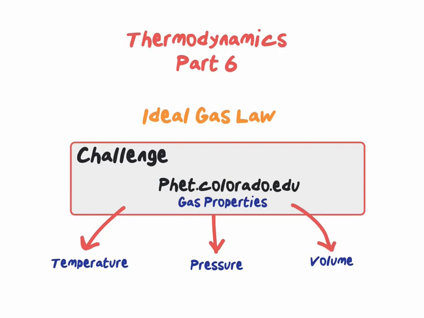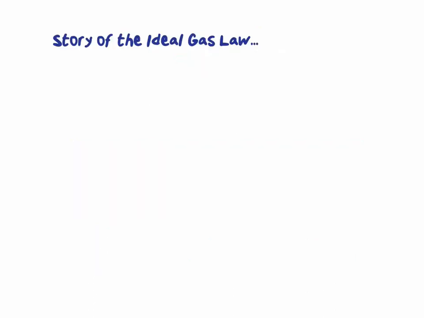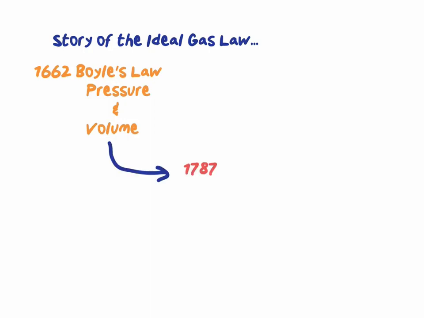After all, the ideal gas law is one of the fundamental ideas that we will use for a large portion of the remainder of this thermodynamics series. Let's get into it. So the story of the ideal gas law starts in 1662 when Robert Boyle discovered the correlation between pressure and volume. About 100 or so years later, in 1787, French physicist Jacques Charles discovered the correlation between temperature and volume.